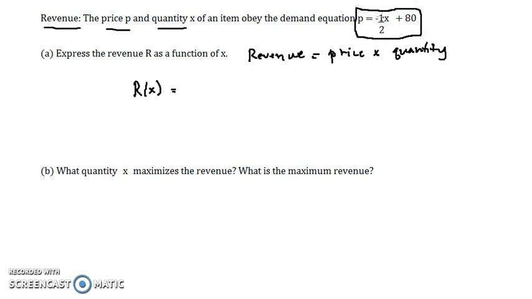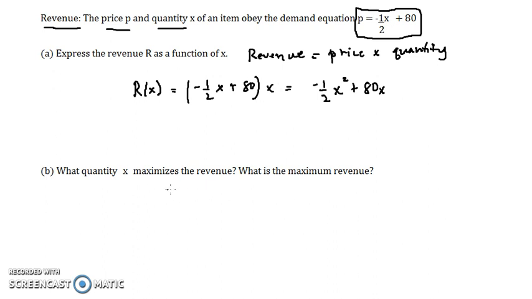So we're going to do price times quantity. So price is -1/2 X plus 80, and quantity is X. Price times quantity. So our revenue equation becomes -1/2 X squared plus 80X. We'll multiply that out. Okay, so either of those answers would be fine. That's our revenue. Okay, so the next question, what quantity X maximizes the revenue and what is the maximum revenue?